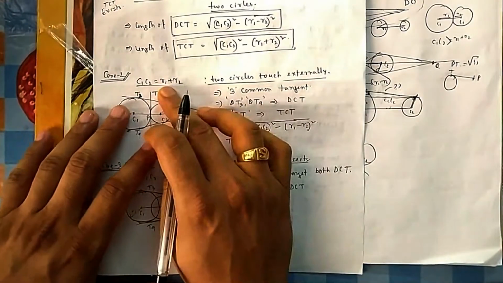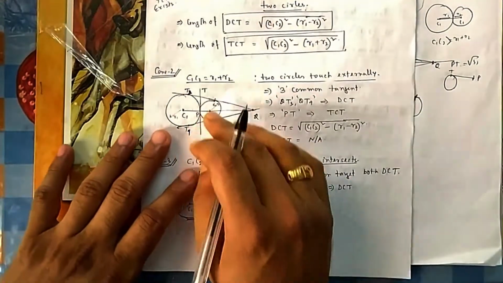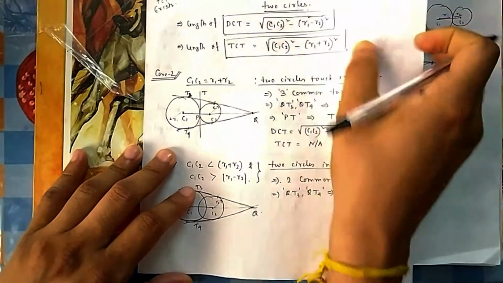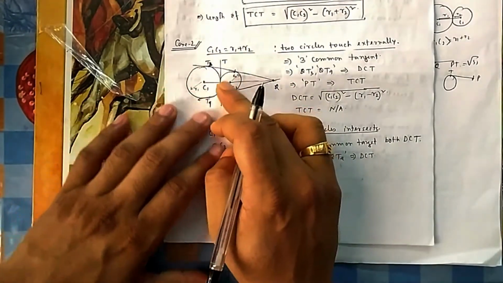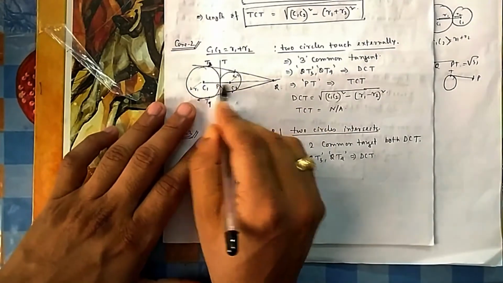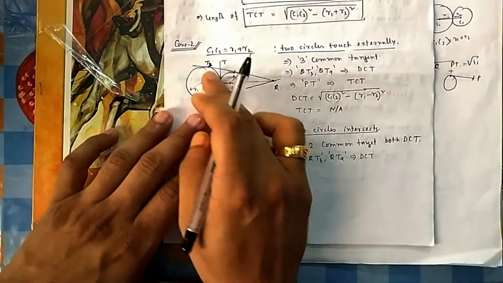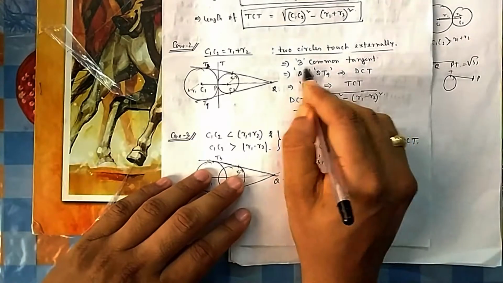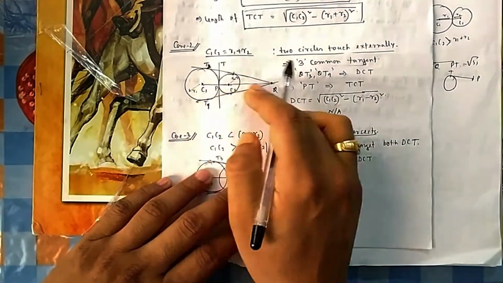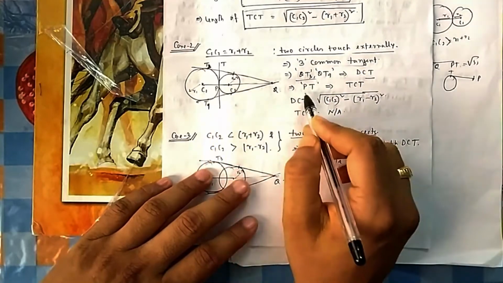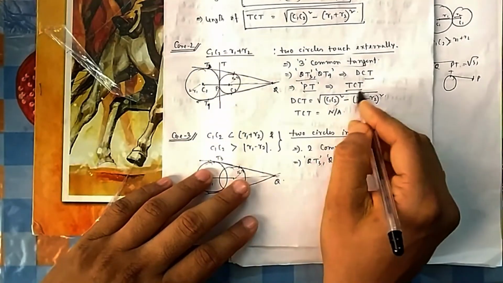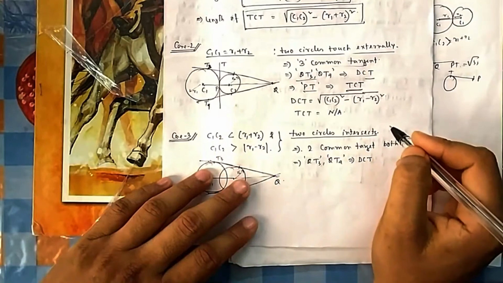So you will see, now this is case 1. Our next case will be when they touch each other. If they touch each other, that means C1 C2 equals R1 plus R2. We have seen this one: this is R1, this is R2, and if this is equal, then they touch each other. In that case we will have 3 common tangents, 2 DCT, these two, QT3, QT4, I am not changing the name, and this is PT, 1 common tangent, TCT, that is known as the transverse common tangent.